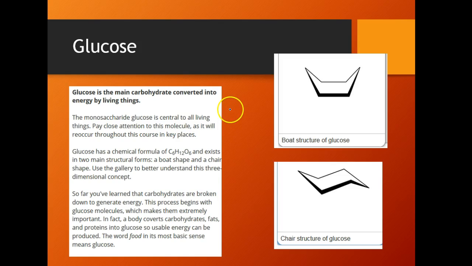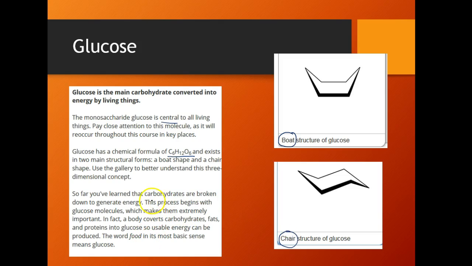Glucose is the main carbohydrate that is converted into energy by living things. So again, glucose is the main carbohydrate that is used for energy. The monosaccharide glucose is central to all living things. It has a chemical formula that we talked about, C6H12O6, and it exists in two different structural forms, which you can see here, a boat structure as well as a chair structure.